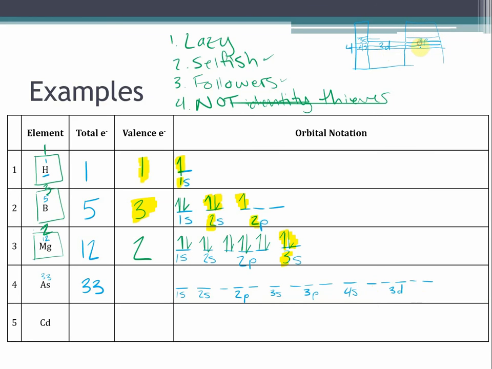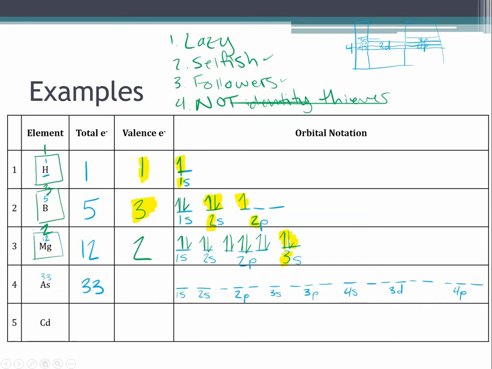4p comes next. These are my 4p orbitals. And your p orbitals always come in sets of 3. So I will draw my 1, 2, 3, 4p orbitals. And that's the farthest I need to go. Now I'm going to fill in my electrons. Even if you know you're going to fill up all the way to the right, still get in the habit of filling in your electrons correctly.